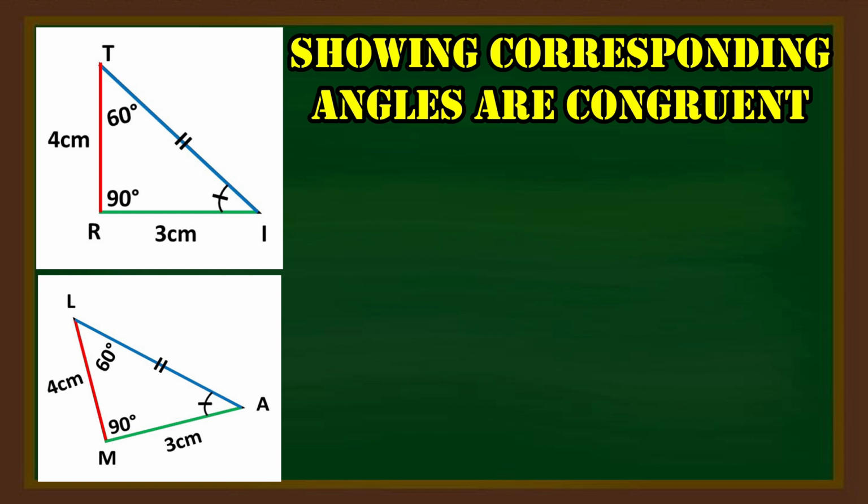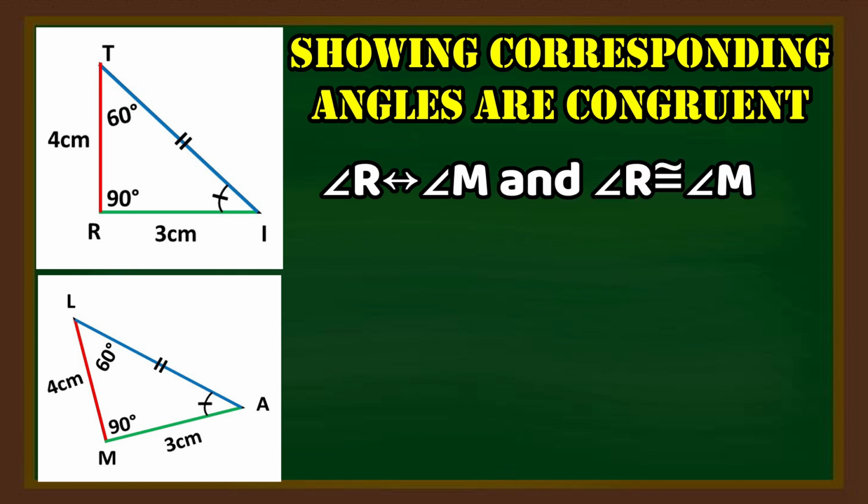Let us start with the angles which have the same measure of 90 degrees. These two angles, R and M, are obviously equivalent, for they share a common property, and that is they have the same measure. Correspondence between two angles is written as angle R corresponds to angle M. And since angle R and angle M have the same measure, these two angles are not only corresponding but also congruent. We already spotted one of three corresponding angles which are congruent.